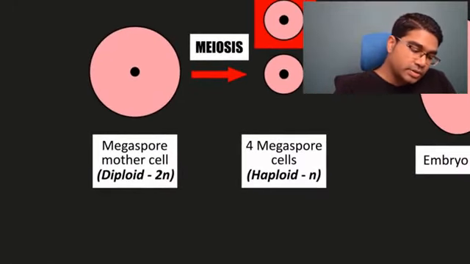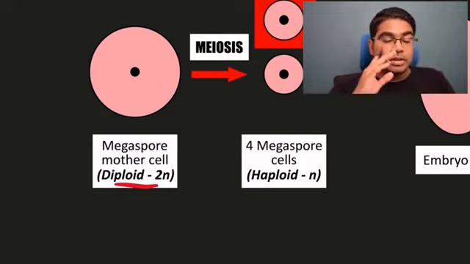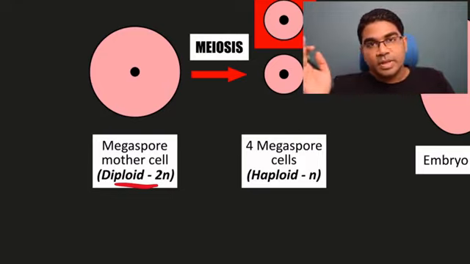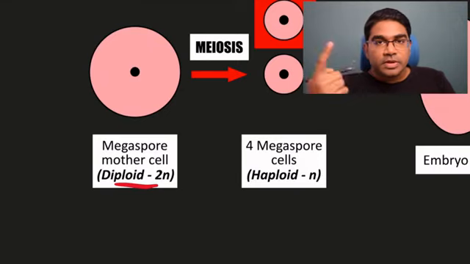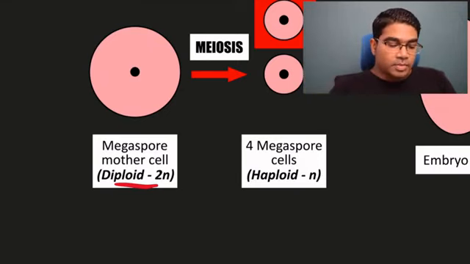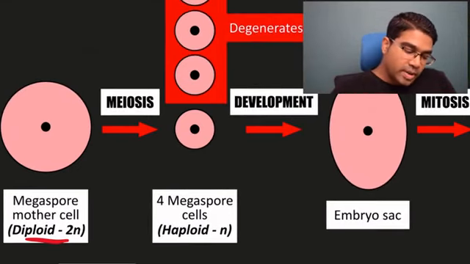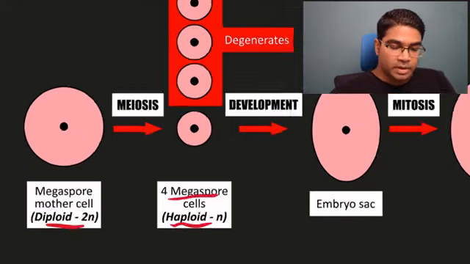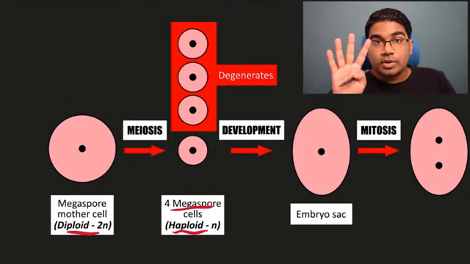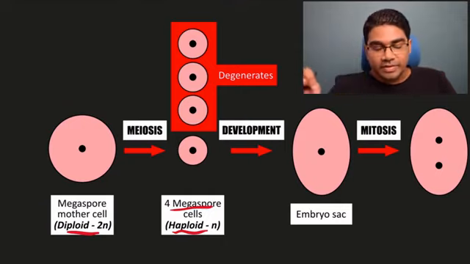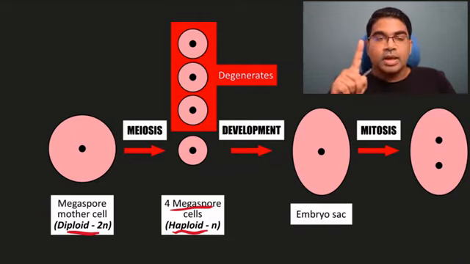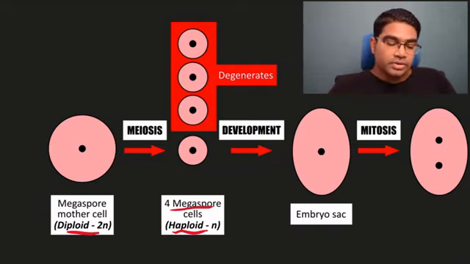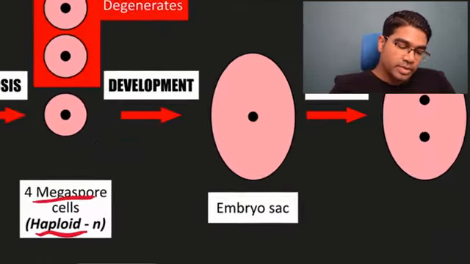Megaspore mother cells are also diploid, and the processes are very similar to the development of the pollen grain. So the first process here is still meiosis. So meiosis will produce 4 megaspore cells, and these cells are haploid. So out of the 4 megaspore cells, 3 are going to degenerate and only 1 will survive. And that one megaspore cell is going to develop into the embryo sac.